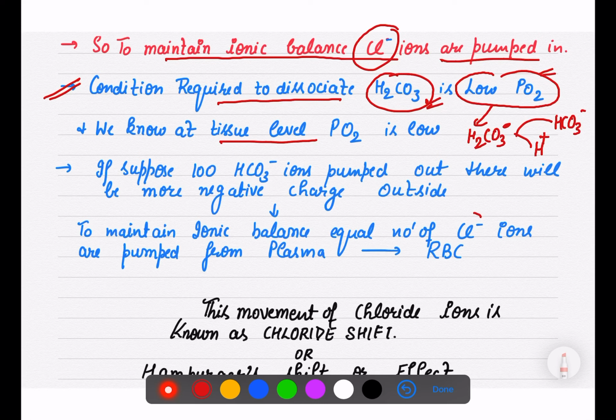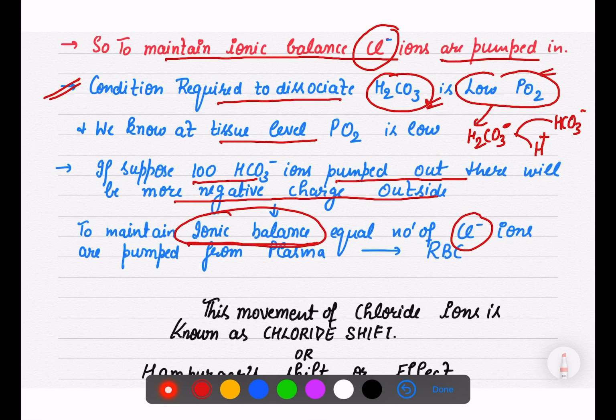Why are we sending chloride ions in? Suppose 100 bicarbonate ions are pumped out. More and more negative charge will be created outside. Is that an optimum condition? No. There is always an ionic balance. If on one side there is a high concentration, they will start moving to the other side. So to maintain the ionic balance on both sides, in the plasma and RBC, chloride ions are pumped into the RBC.